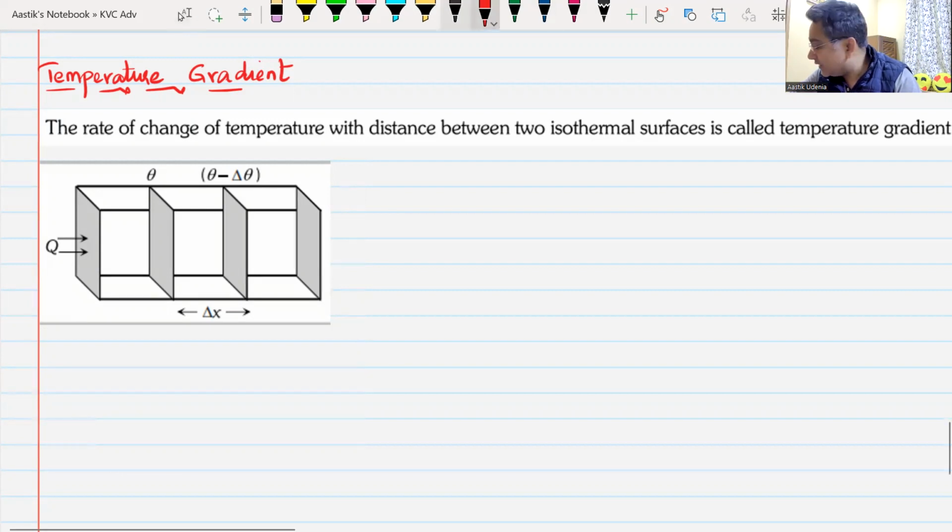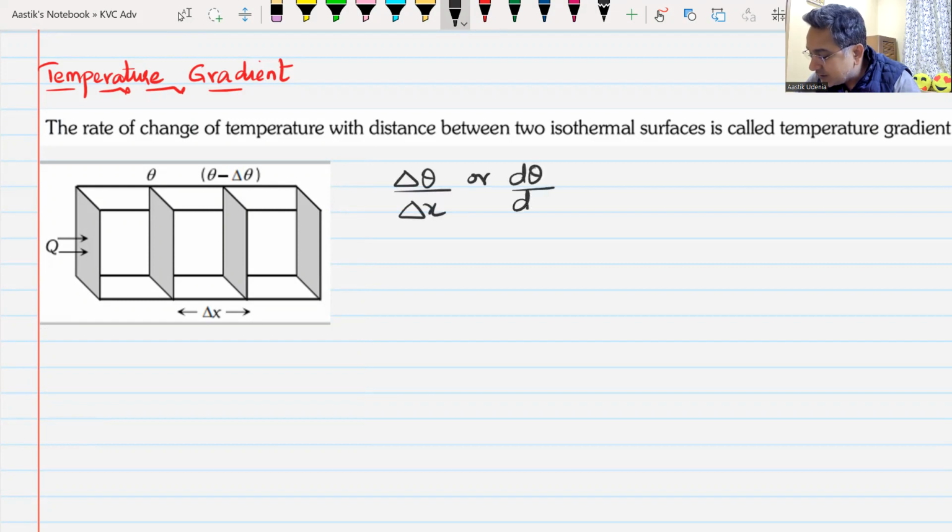Temperature gradient is nothing but the change in temperature, delta theta, divided by delta x, or you can write it in differential form, d theta by dx. How much the temperature has changed divided by the distance, that is known as the temperature gradient. Do we understand this? Now remember, as you go in the direction of heat flow, temperature always decreases.